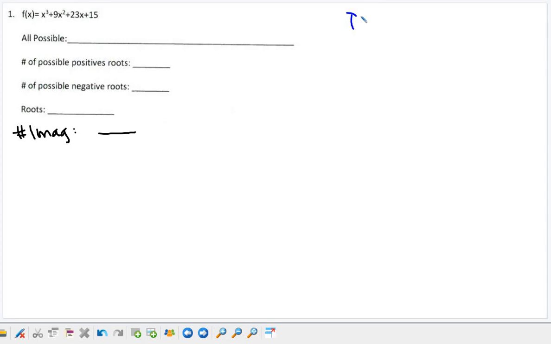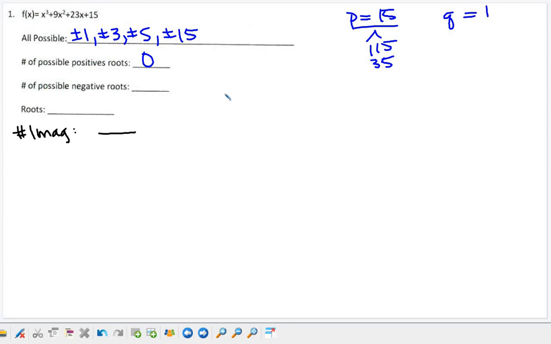Okay, so P is 15 and Q is 1. So I have plus or minus 1, plus or minus 3, plus or minus 5, and plus or minus 15, all over 1. Positives, there's no sign changes, so this is 0. Negative, remember, if it's an odd power, it changes sign. Even power, it stays the same. So it'd be negative x cubed, stays the same. Opposite sign, and then of course the constant always stays the same.